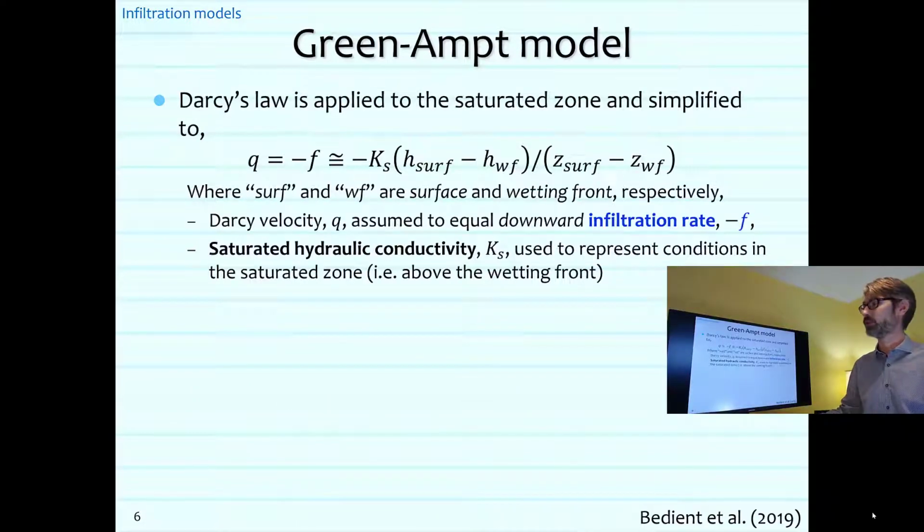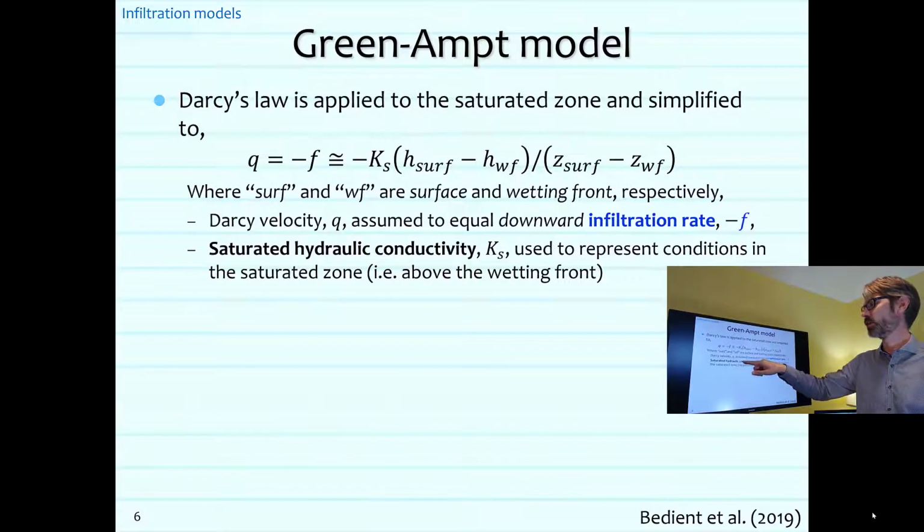If we apply Darcy's law to the saturated zone and we simplify it, we get Q, which is the Darcy velocity, is equal to negative the infiltration rate. Okay, so this is a speed as well. It's negative because we're measuring it downwards, where Z is positive upwards.